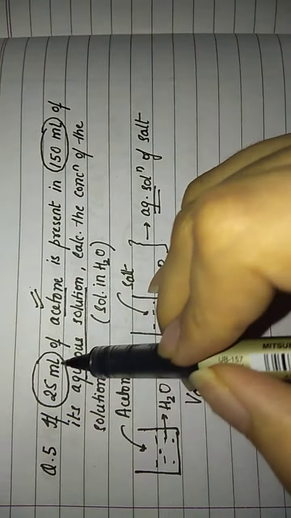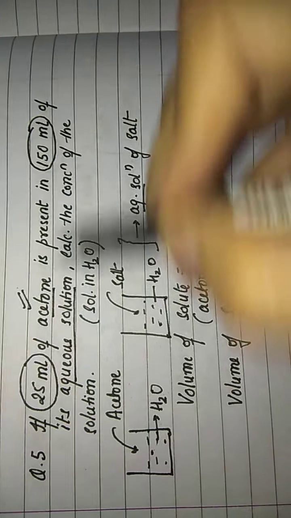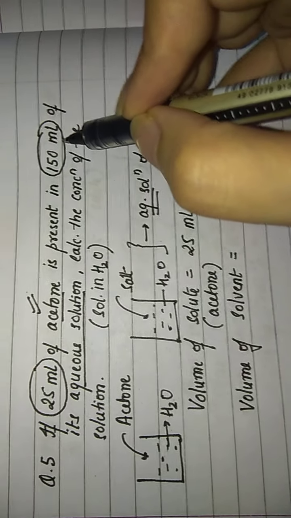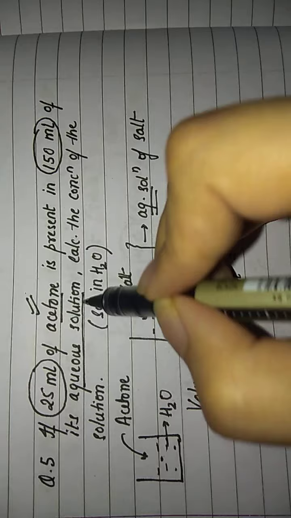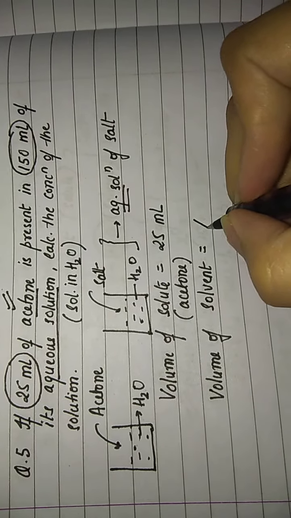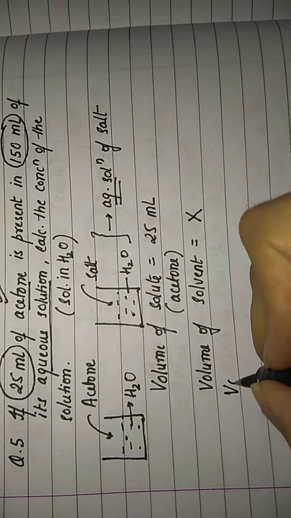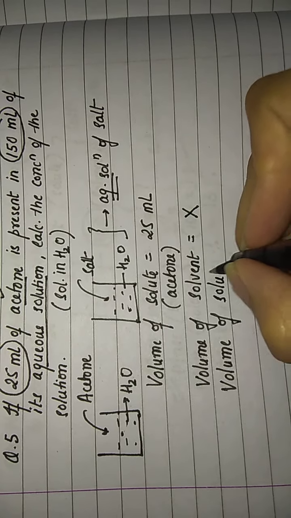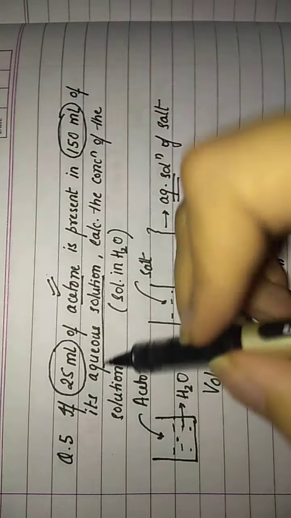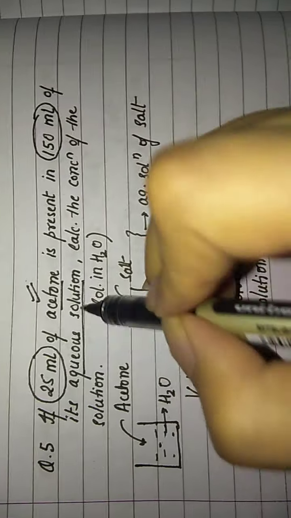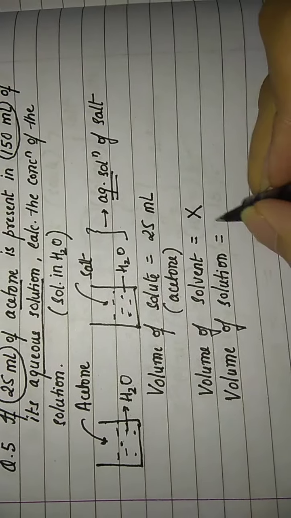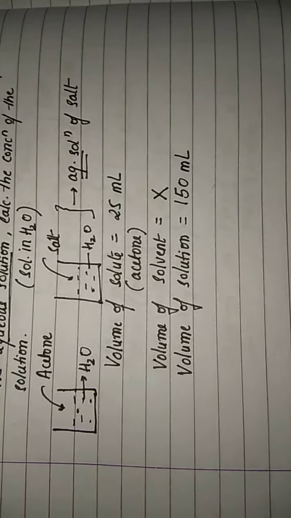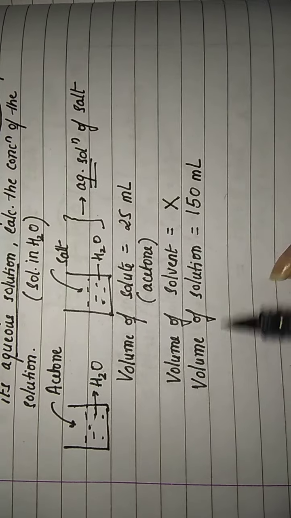If you read the question carefully, 25 ml of acetone is present in 150 ml of its aqueous solution. That means this 150 ml is not the volume of water, it is the volume of the whole aqueous solution. So volume of solvent has not been given to me. What has been given to me is volume of the whole solution. See what it reads? Present in 150 ml of its aqueous solution. So 150 ml is the volume of the whole solution. Fine. Okay. So what we have been given in the question is volume of solute and volume of solution.